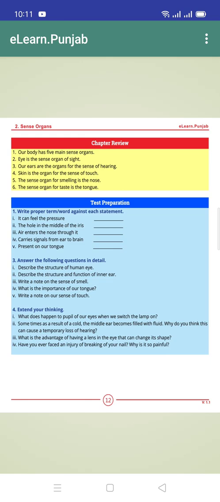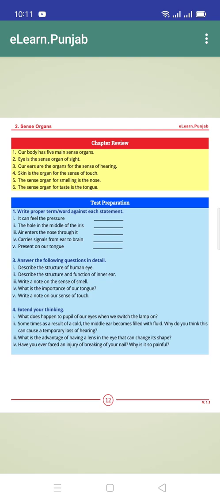So first there is the chapter review. It is the summary of those key points which we have read in the chapter. So let's read them first. Our body has 5 main sense organs. Eye is the sense organ of sight. Our ears are the organ for the sense of hearing. Skin is the organ for the sense of touch. The sense organ for smelling is the nose. The sense organ of taste is the tongue. Those 5 sense organs are eyes, ears, skin, nose and tongue.